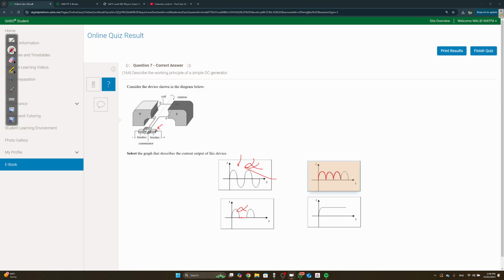This comes in the exam. In the exam, they asked for alternating current. Alternating current is just this. Okay? Sinusoidal. Question 8.